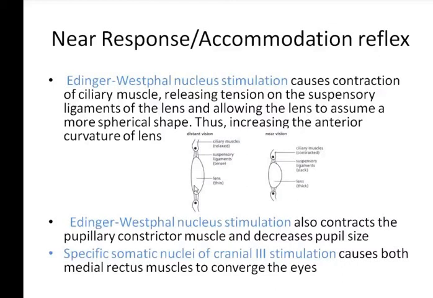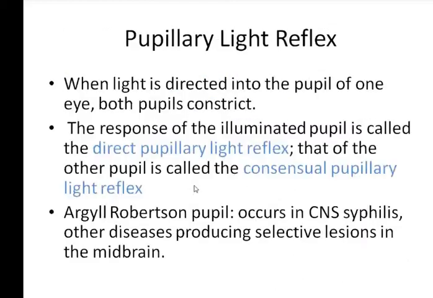Now, pupillary light reflex. It is clear up to there. Is there any confusion? No, sir.